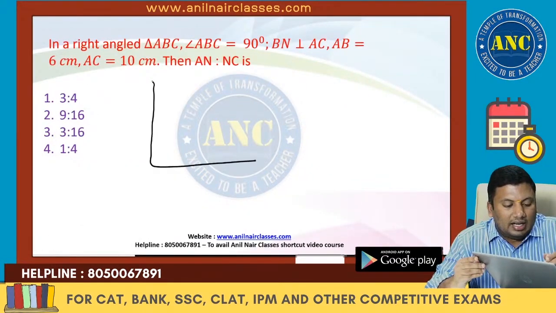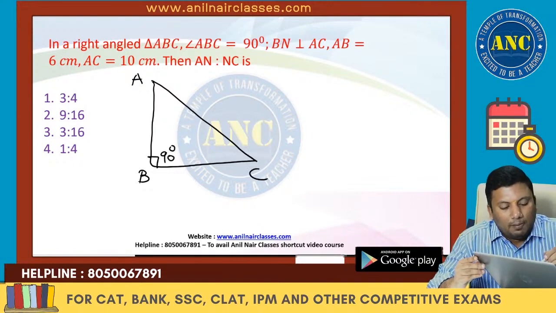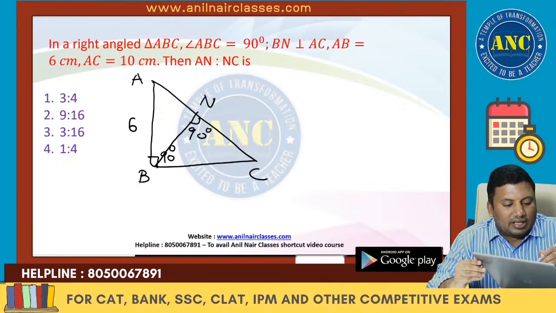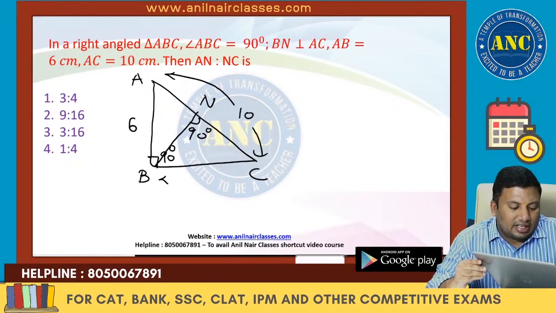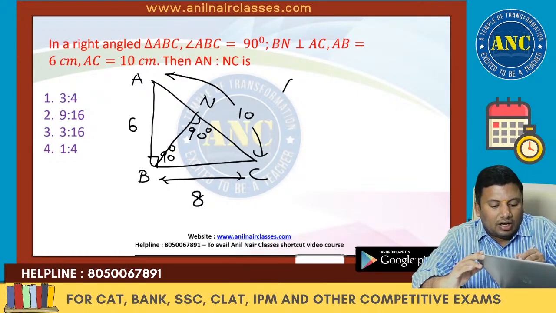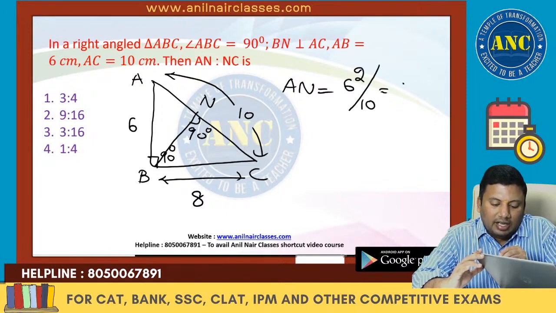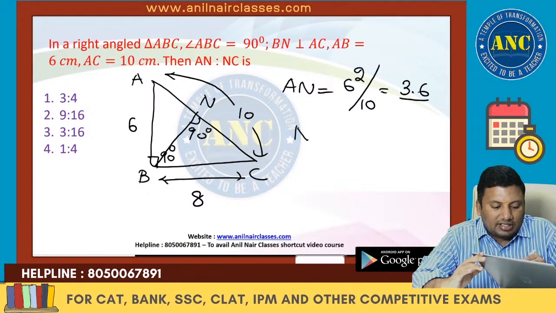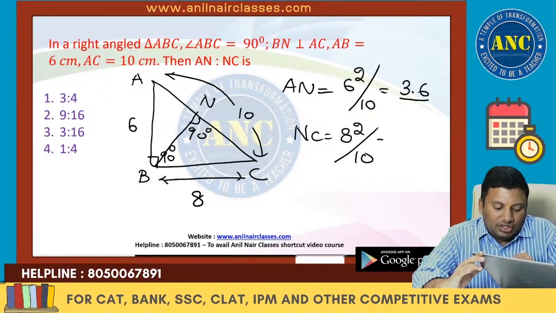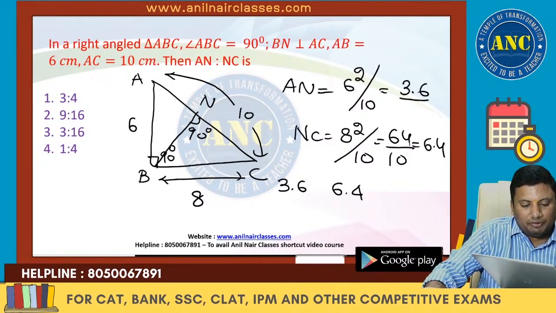In a right angled triangle ABC, angle B is 90 degrees. BN is perpendicular to AC. AB is 6, AC is 10, and the missing side is 8. What is the value that we require? AN. We already discussed this in our basics introductory session. AN is 6 square by 10, 36 by 10, which is 3.6. NC is 8 square by 10, 64 by 10, which is 6.4. So 3.6 and 6.4. I hope it is clear.